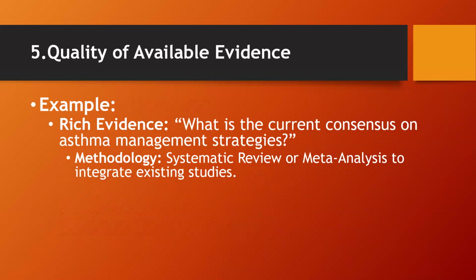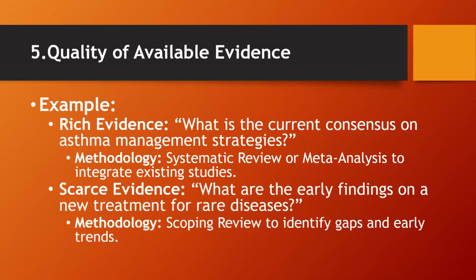Here is one research question: what is the current consensus on asthma management strategy? Here we can do a systematic review or a meta-analysis to integrate existing studies. Similarly, if there is scarce evidence, then you can do a scoping review or a rapid review. Suppose there is a new disease in China, so we have to see all the findings. At that time we can do a scoping review.